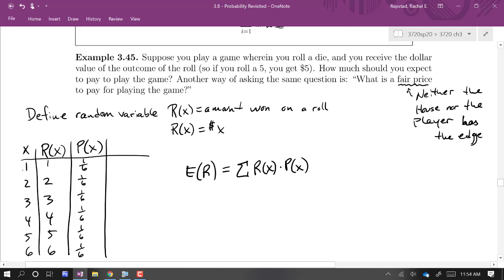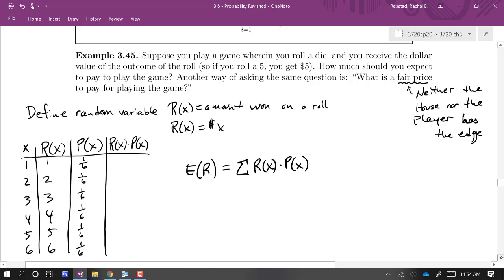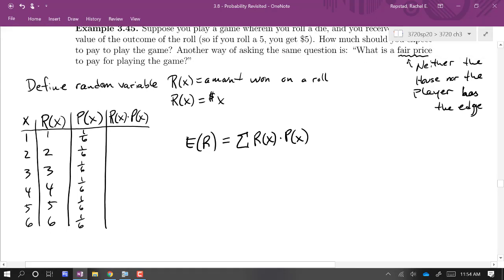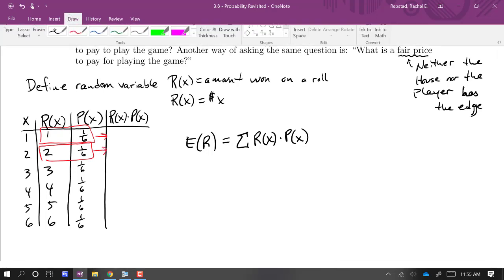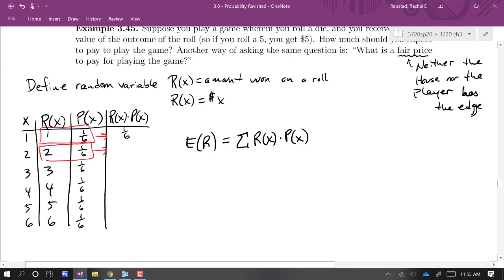So I'm going to let x range through all the values from 1 to 6. I'm going to compute the product, R of x times P of x. So I'm going to put that in the last column here. And I'm just going to multiply. So 1 times 1 out of 6, 2 times 1 out of 6, right? I'm going to put that over here. So we get 1 out of 6, 2 out of 6, or 1/3. 3 times 1 out of 6 is 1/2. 4 times 1/6 is 2/3. 5 times 1/6 is 5/6. 6 times 1/6 is 1. And so now we're going to add these up.